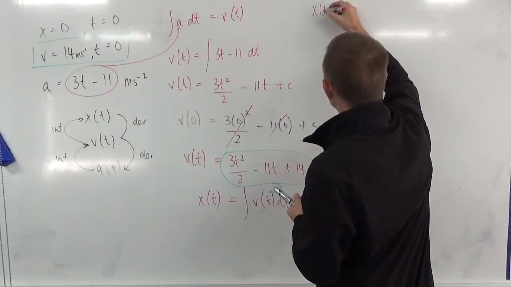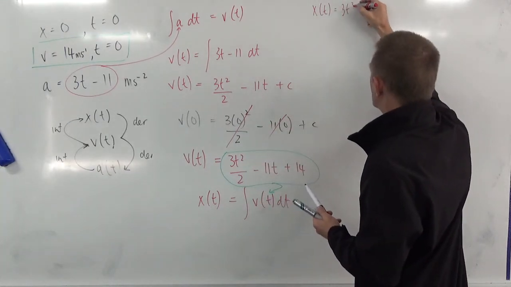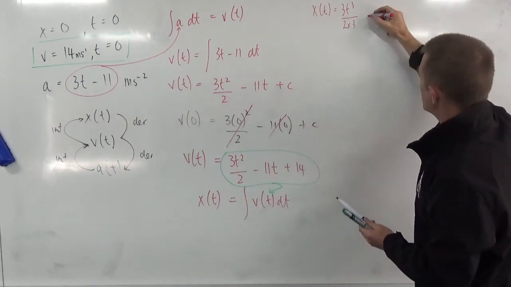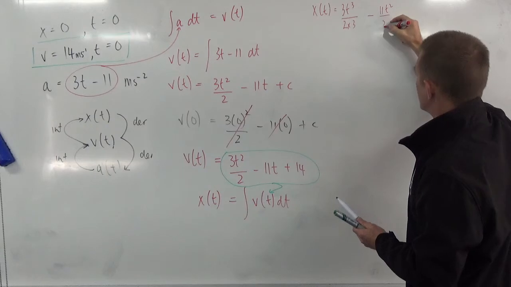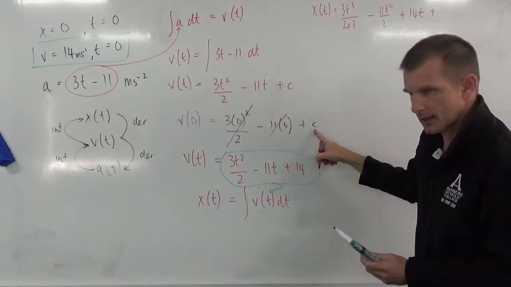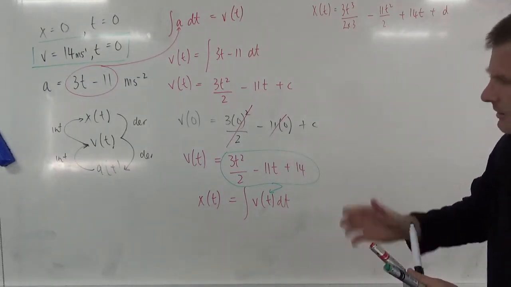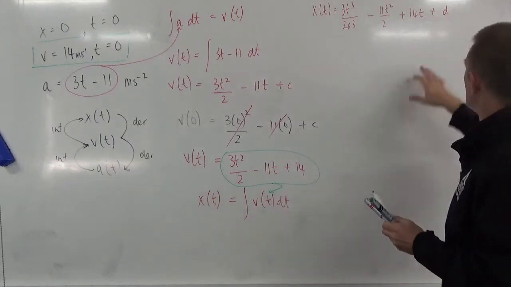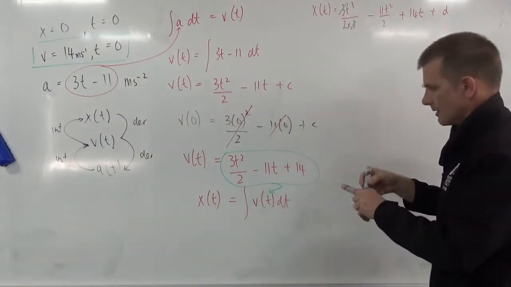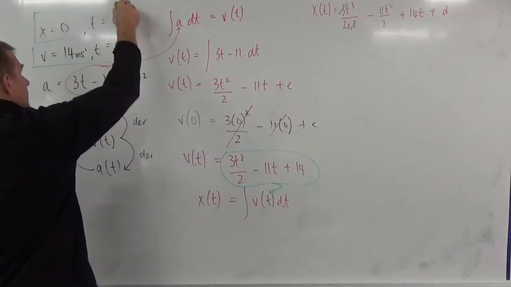So x of t equals, integrating this one, raise the power by 1, it's going to be 3t cubed over, now it'll be 2 times 3 on the bottom line, minus 11t squared over 2, plus 14t, plus, now I could use c again, I'm going to use d, just so I don't get confused. It doesn't really matter, c, d, f, g, whatever you like. Now that there, I can see that I'm going to be able to cancel that 3 and that 3, so that's a bit neater.